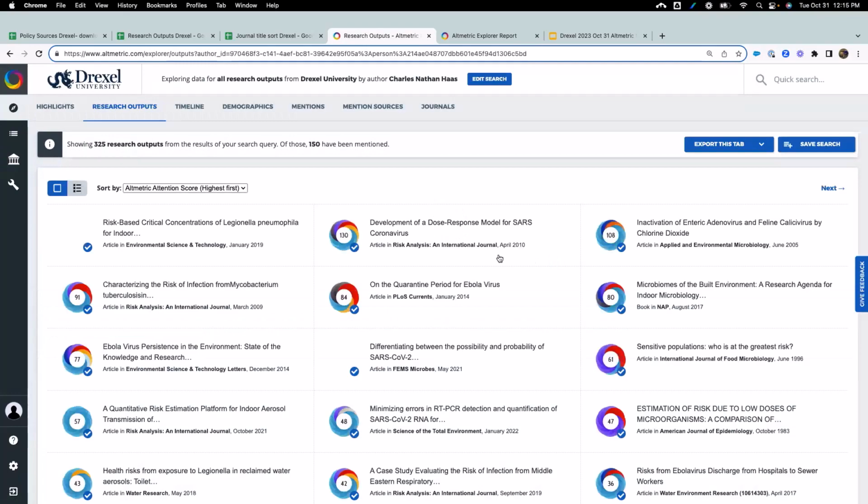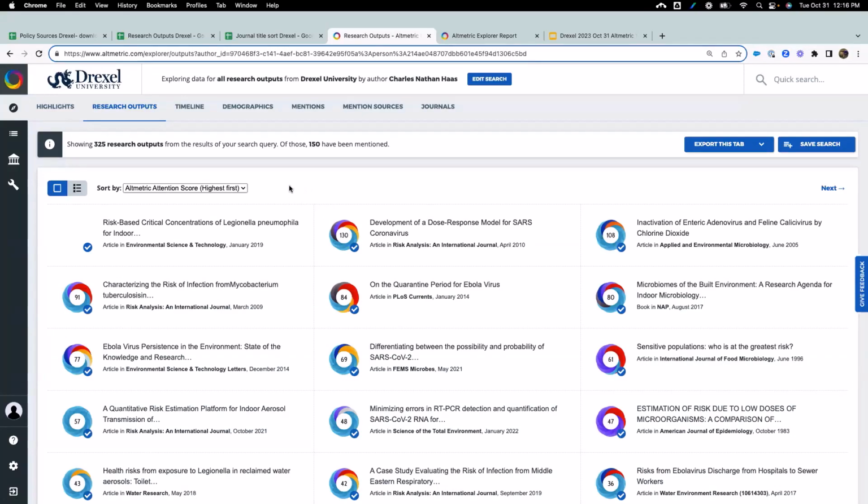You click on that, and it shows you all the research that he has co-authored or authored, and the altmetric score that is related to that result, and it's still loading, so it'll just take a moment. And there are 325 different research outputs that he's been involved with, and 150 of those have had results. Let me reload this here, I don't know why this one is not loading.